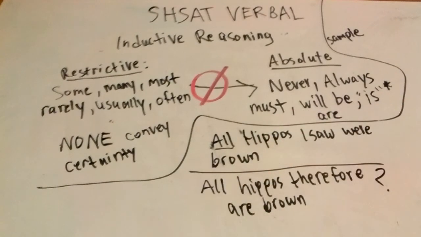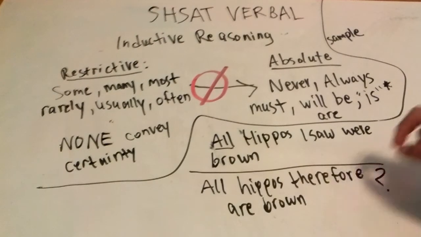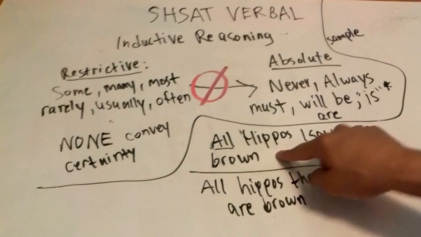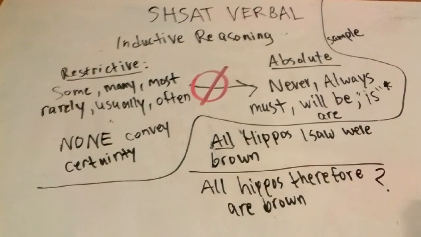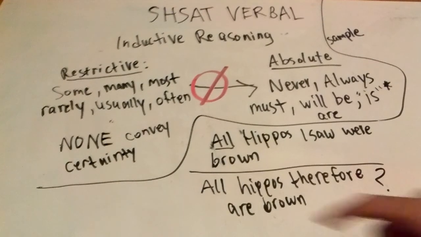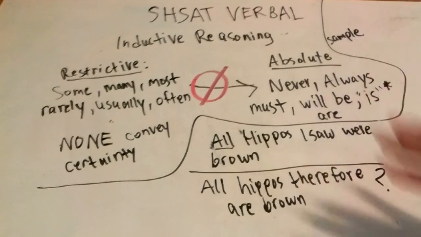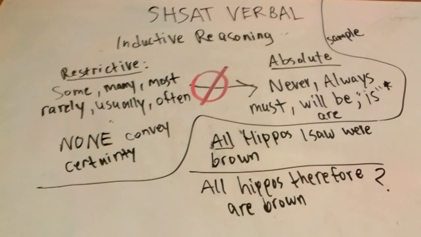Therefore is a word that you use when you're about to go into conclusion territory, right? When you're little and you write essays, you write in conclusion, but you could write therefore, or thus. There's a lot of words that indicate you're about to start your conclusion. So, suppose I say all hippos I saw were brown, therefore, all hippos must be brown. Be careful, alright? So again, we're still in the territory of inductive reasoning, okay?